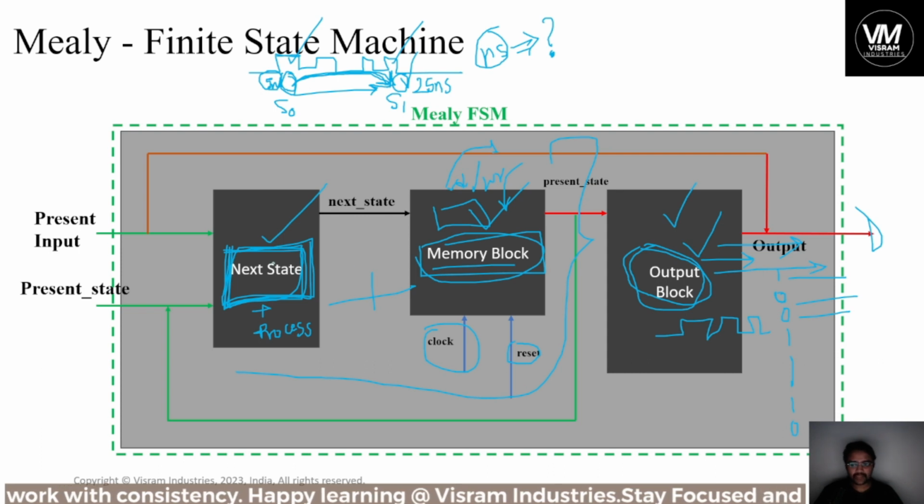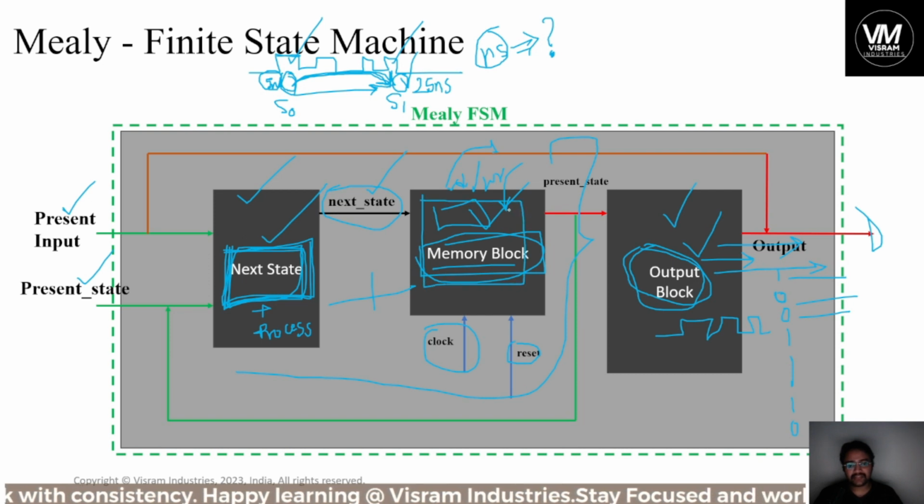Okay, so think of it this way. What is the purpose of these blocks and how are they connected? You should also think about what the inputs and outputs of each block are. So for the next state block, what are the inputs? Present input and present state. What is the output of next state? It is the next state. Based on this next state, the memory block process is giving a current state.